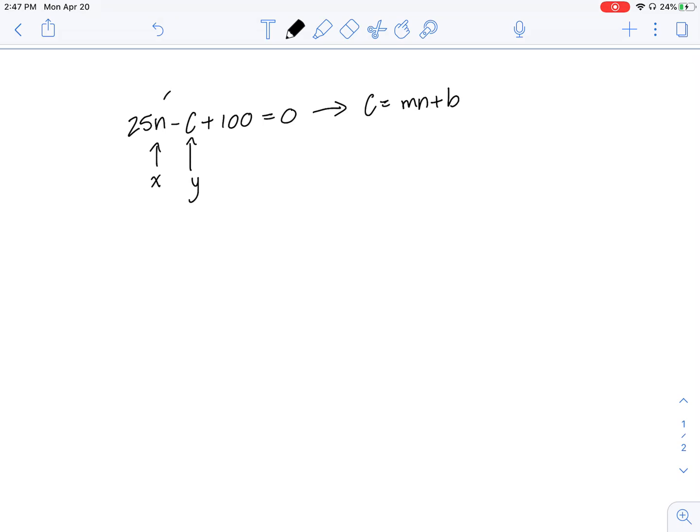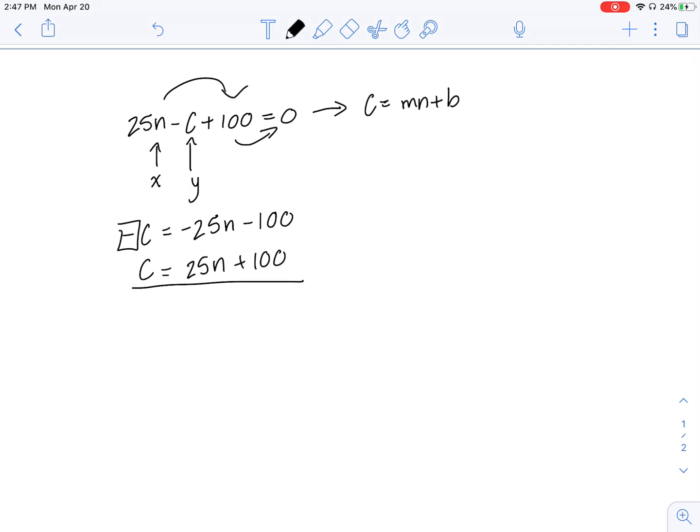So let's start by moving everything onto the other side of the equation. Minus c equals minus 25n minus 100. And we're not done yet, as we need to divide both sides by negative 1 to give us c equals 25n plus 100. And that's the equation in y equals mx plus b form.